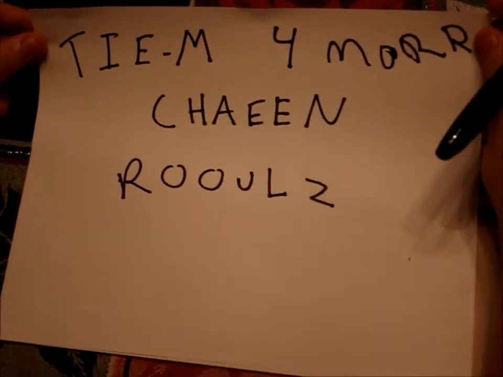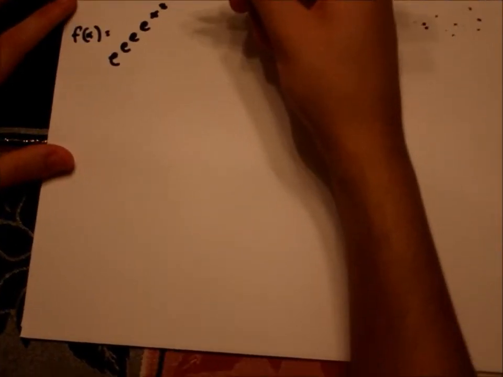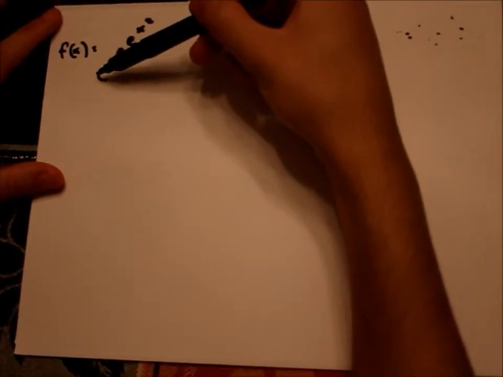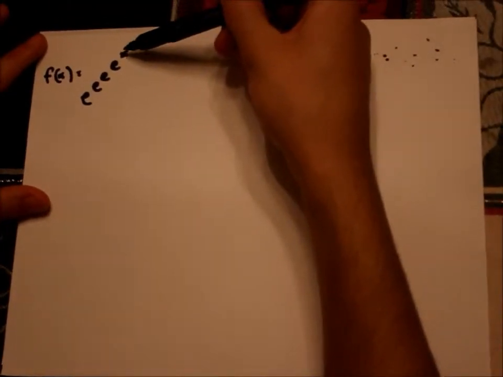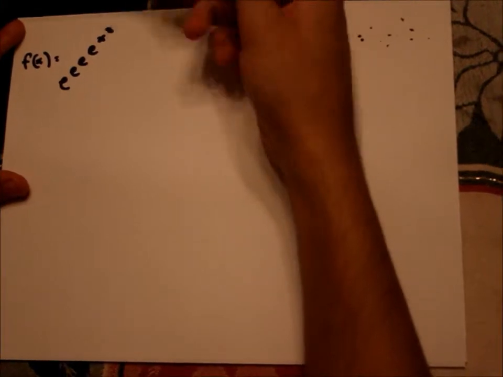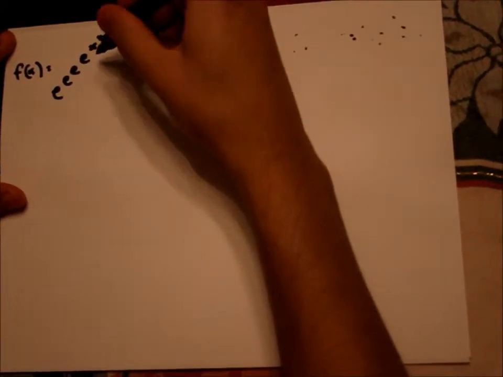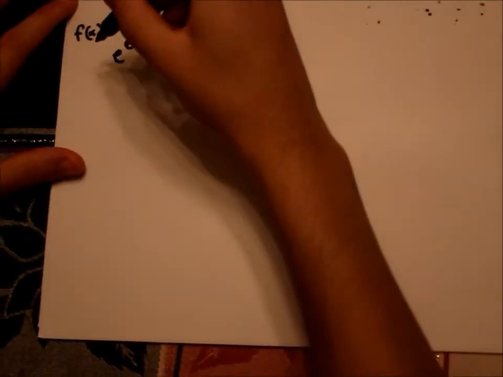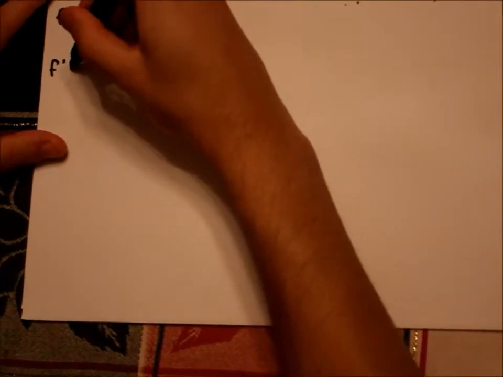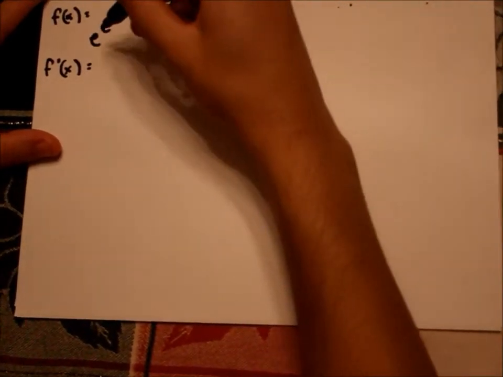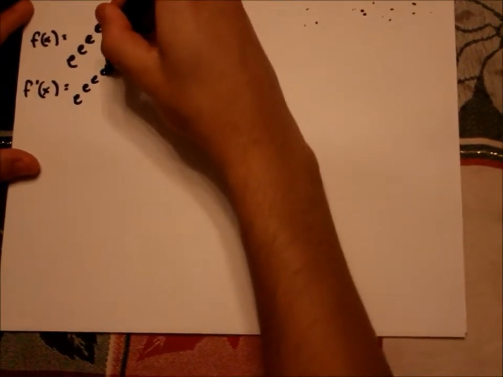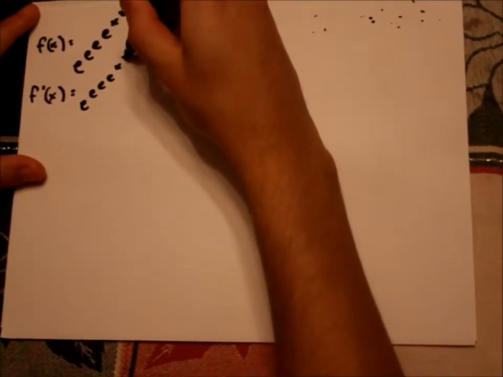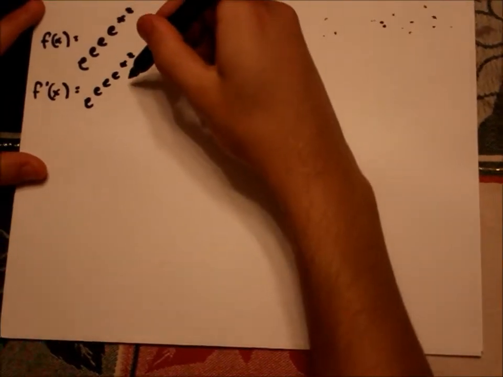Alright, time for more chain rule. Our next problem is f of x equals e to the e to the e to the e to the x squared. Alright, so we begin with our outermost function: f prime of x equals e to the e to the e to the e to the x squared.